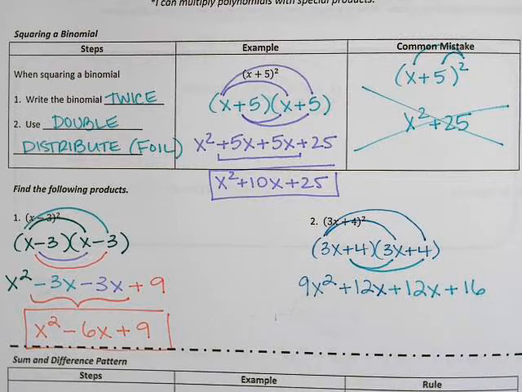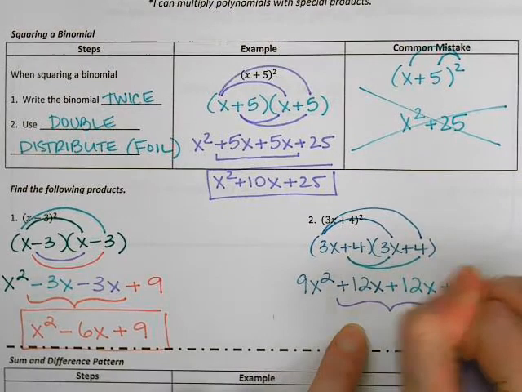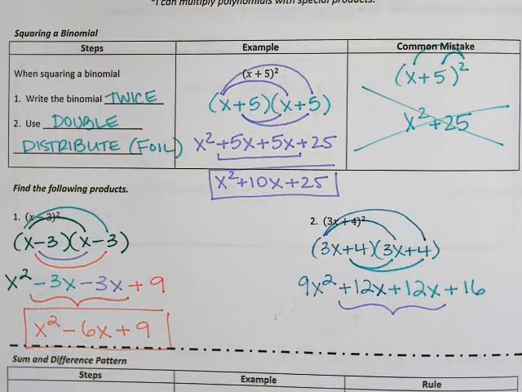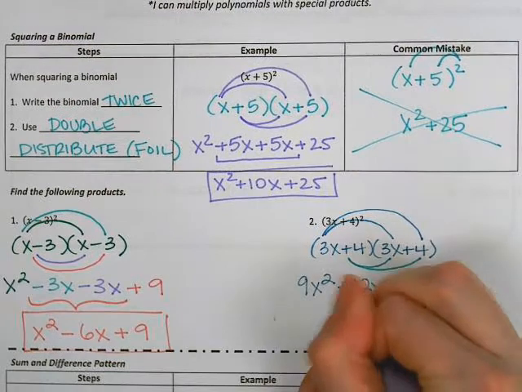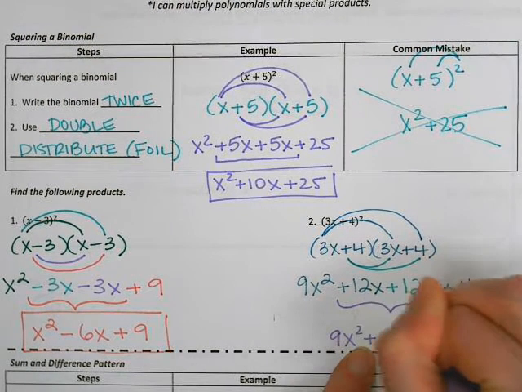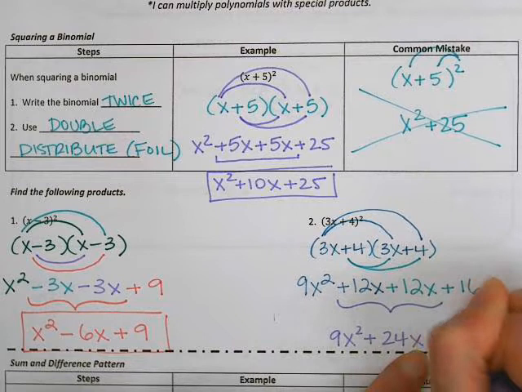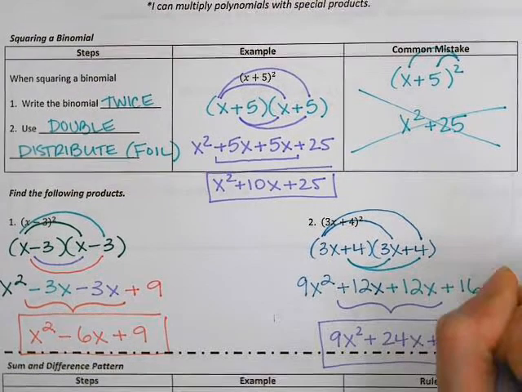All right, looks like we got some like terms. Let's add them together. 12x plus 12x is 24x. So now it's 9x squared plus 24x plus 16. And that's your answer.